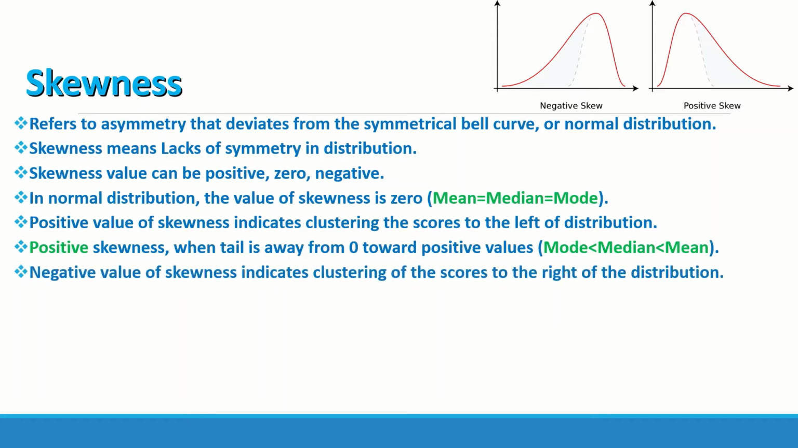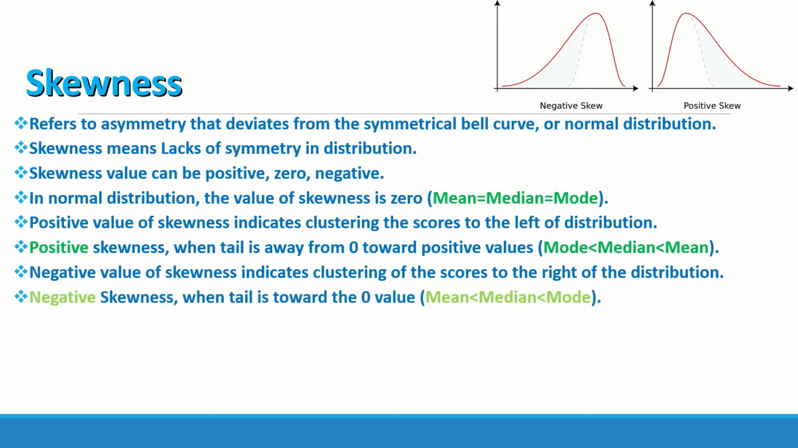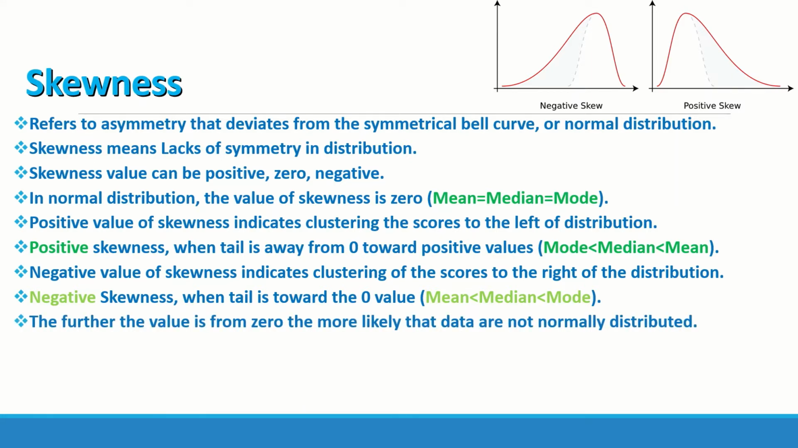A negative value of skewness indicates clustering of the scores to the right of the distribution. So when the tail is toward the 0 value, then the data are negatively skewed. That means the median is greater than the mean and less than the mode. The further the value is from 0, the more likely that the data are not normally distributed.